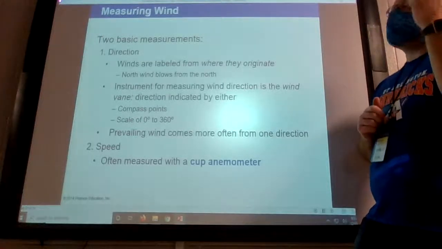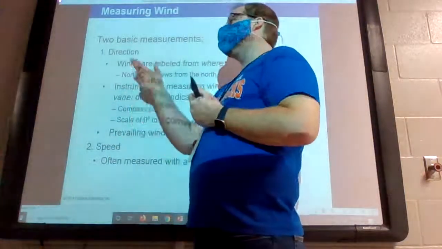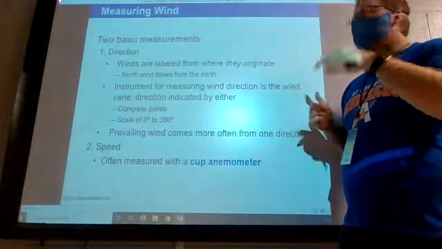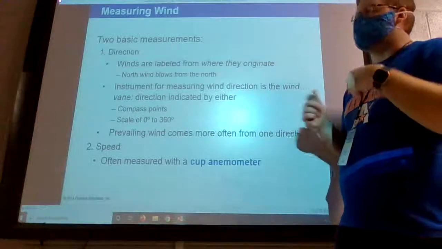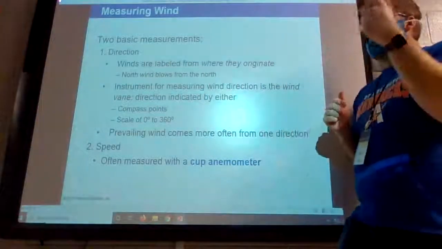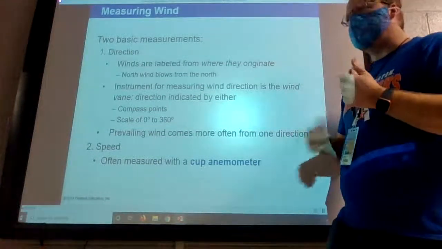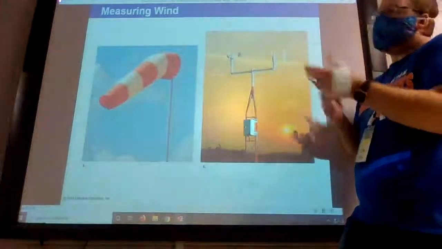Two basic measurements for wind. So we have wind direction and wind speed. That's what we need to know. The direction is going to be named from the direction it's blowing from. So north winds blow from the north towards the south. South winds blow from the south towards the north. And then speed is obviously important. Here's how we measure those.